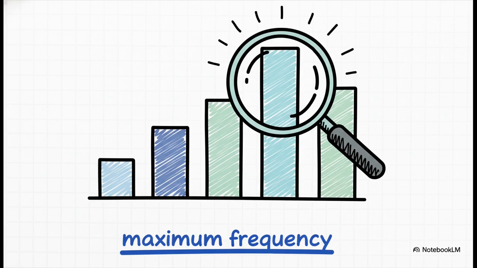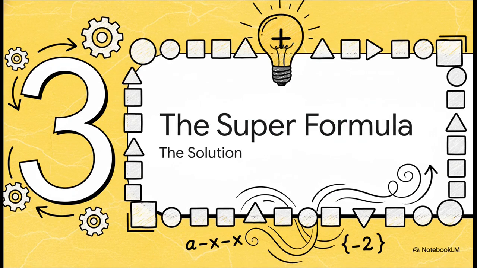You see, with grouped data, we can't pinpoint the exact mode directly. We have to do something else first. We need to find the modal class, and that's simply the class interval that has the highest frequency. This is our crucial first step. Now, to solve this problem, we have an amazing, powerful tool at our disposal, a super formula. So let's not wait any longer, let's dive right in.